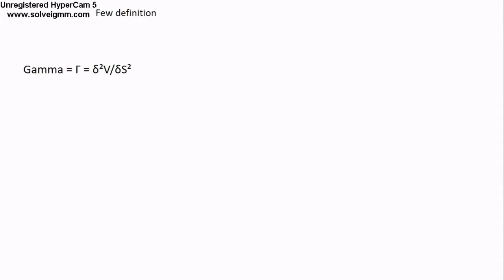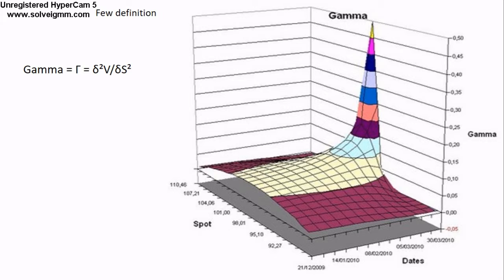Let's talk about gamma. Gamma is the second derivative of the value with respect to the price. This is really important, and this is a representation of gamma in 3 dimensions. We can see spot, date, and the value of gamma. We can see with this illustration how gamma moves with time and with the price, and we can see out, in, and at the money.